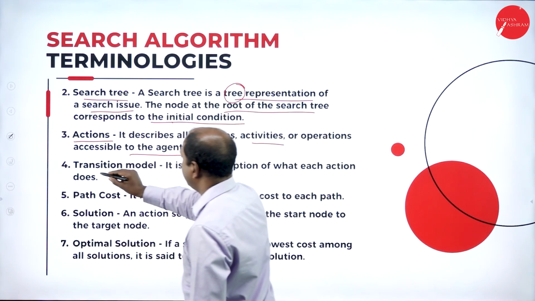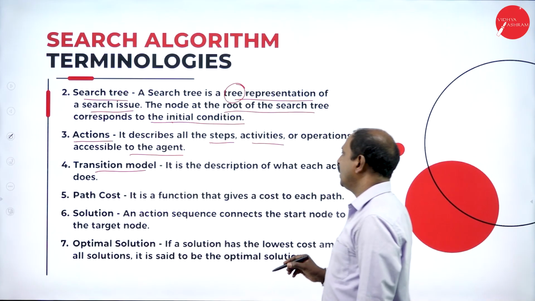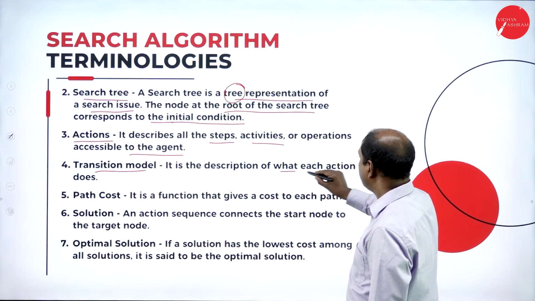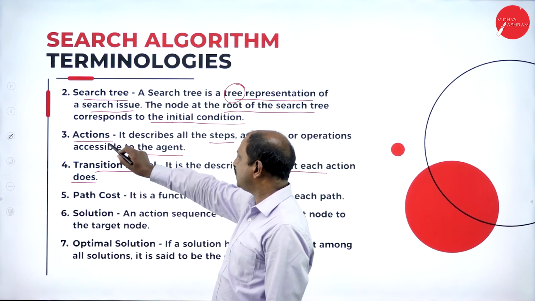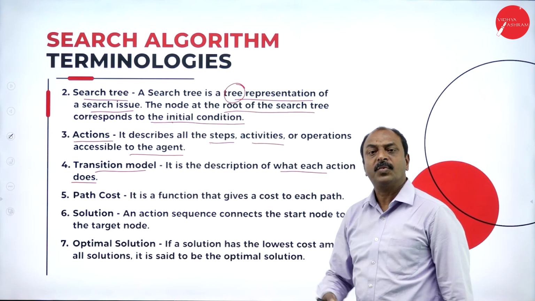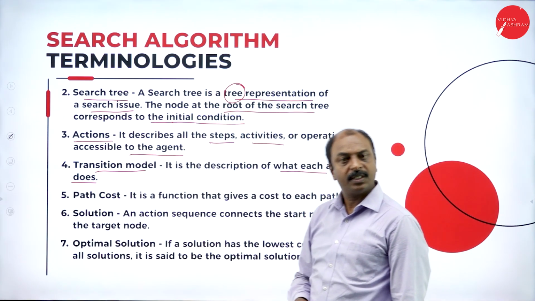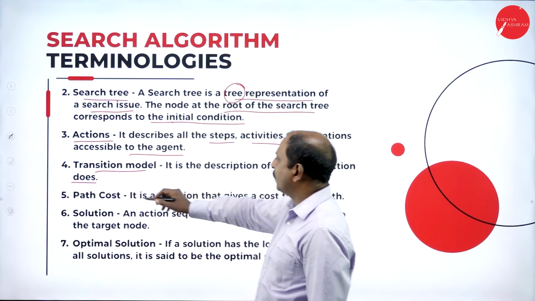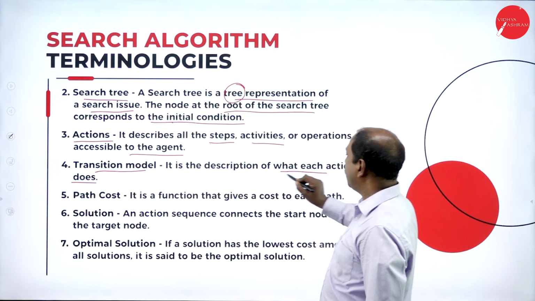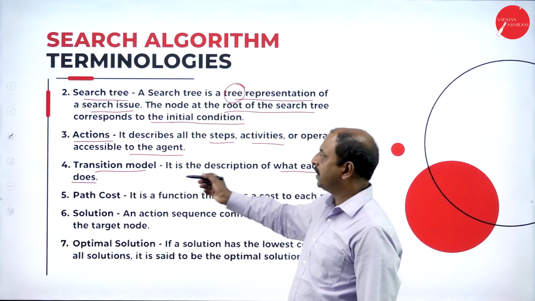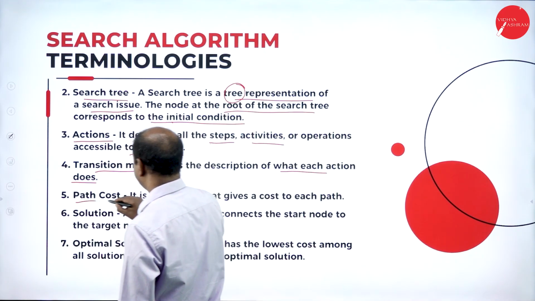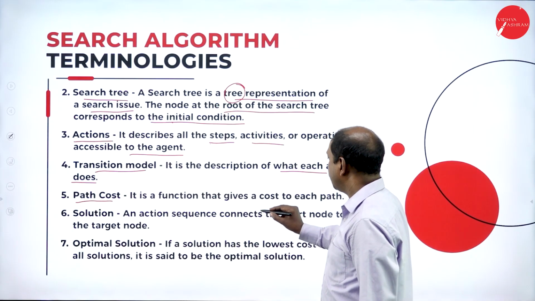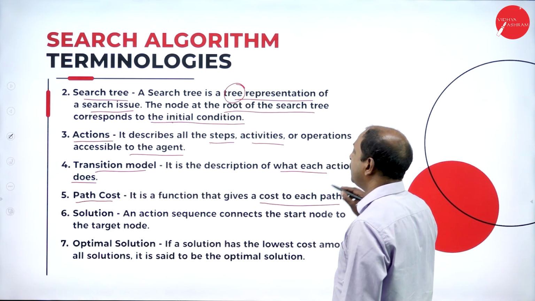Next one is transition model. It is a description of what each action does. Here, in these actions, we are going to list out a number of actions for a particular solution. So here we are going to define each and every action available in the agent. Next one is path cost. It is a function that gives cost to each path.